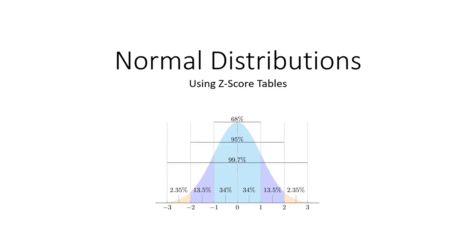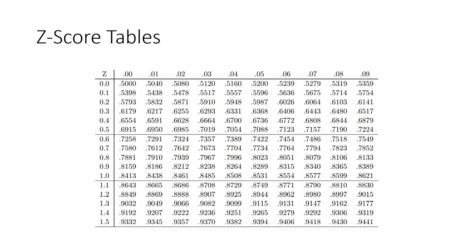So now that we know how to compute z-scores, how do we actually use them to solve problems? Our empirical rule told us that 68% of the data is within one standard deviation of the mean. What if I want to know how much data is within a half a standard deviation of the mean, or a fourth a standard deviation from the mean?